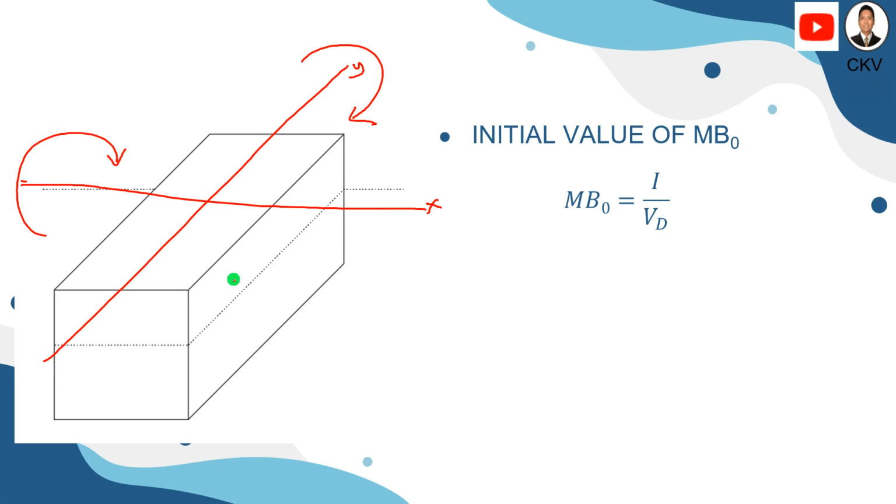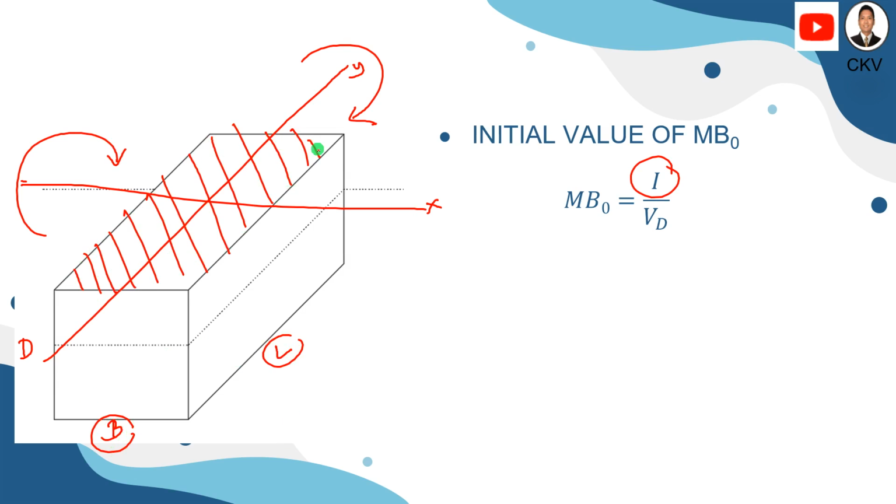So what axis are we going to use in considering the value for the moment of inertia? Let's say we have the dimensions of the body here, which are the width and the length. We also have the depth. So in computing the moment of inertia, we will only consider here the width and the length of this body. So let's say this area only.